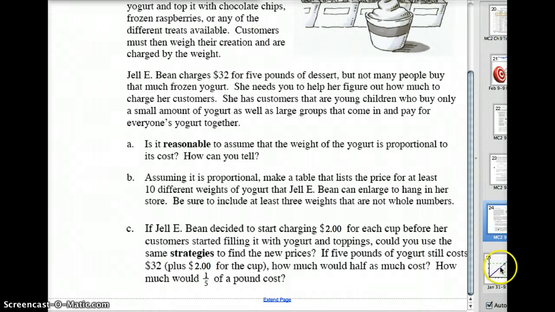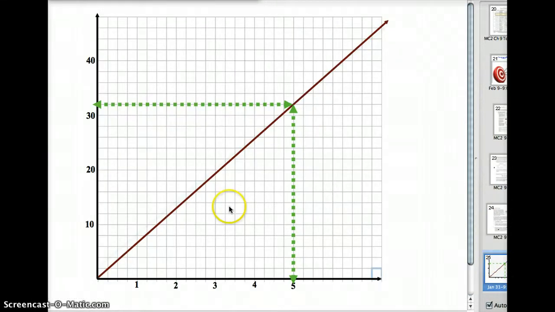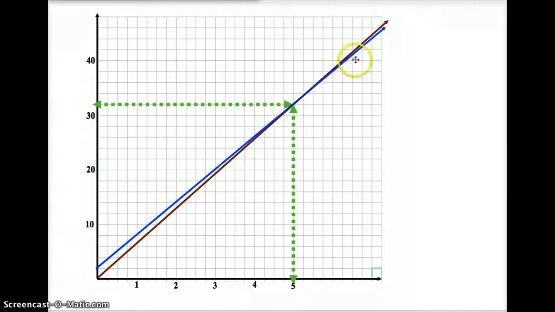But how does this adjust the graph of this? So if we have this graph, and here's the original line for the $32 without the cup charge, but now that they decide to add a cup charge, you will notice that the blue line graphs the new spot, where we have the initial cost of $2 for the cup, and then it goes up. So all along, you're paying a slightly higher price for 1 cup or for 1 pound. Instead of paying here close to $6, you're paying close to $8, which makes sense.